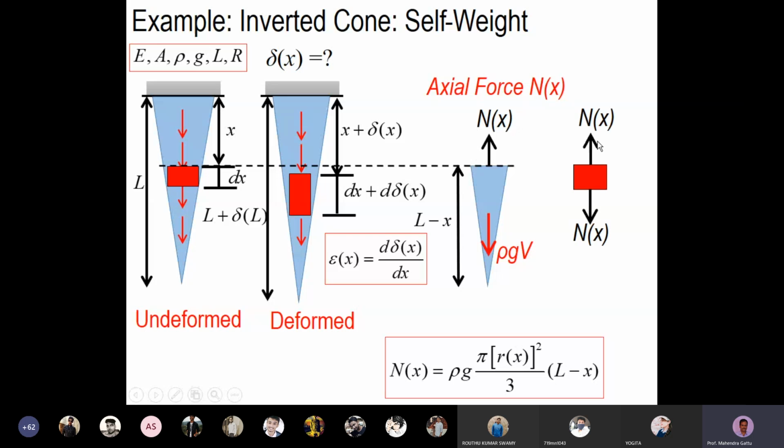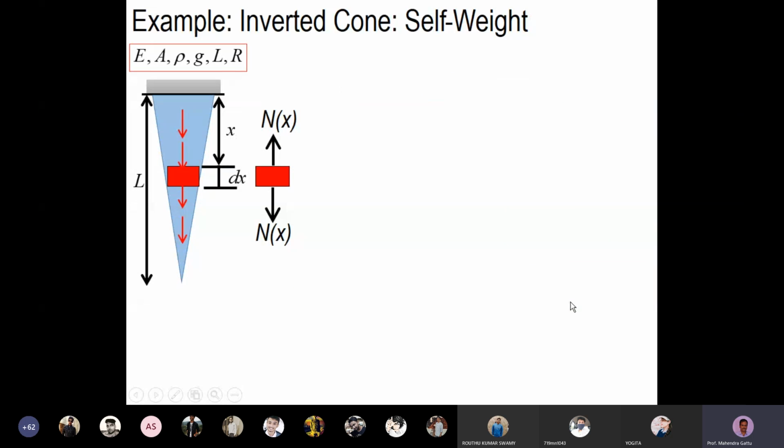So we can get the stress value for this infinitesimally small element. This is the axial force N of x, and the stress value sigma of x will be N of x by A. If you look carefully at this expression, pi r of x square actually refers to the area of this cross section. So we can replace pi r of x square with A of x, for this specific problem, not for every case. Now we can send this A of x to the denominator, and we get the remaining term rho g by 3 times L minus x as sigma of x. So we'll do that in the next slide.